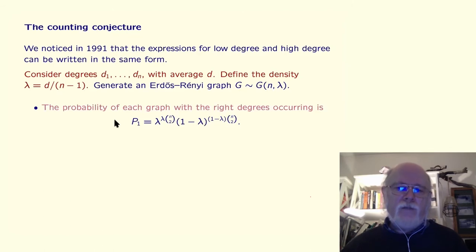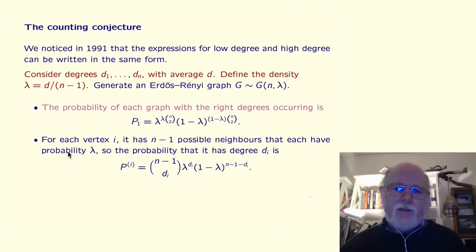So the first observation is that each graph that has the correct degrees, that's the degrees d1 up to dn, has exactly lambda times n choose 2 edges. So the probability that it occurs is lambda to the number of edges times 1 minus lambda to the number of non-edges. It's the same for all of these graphs, and we call that P1.